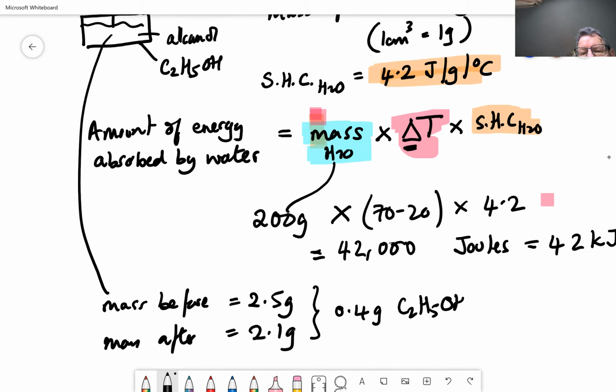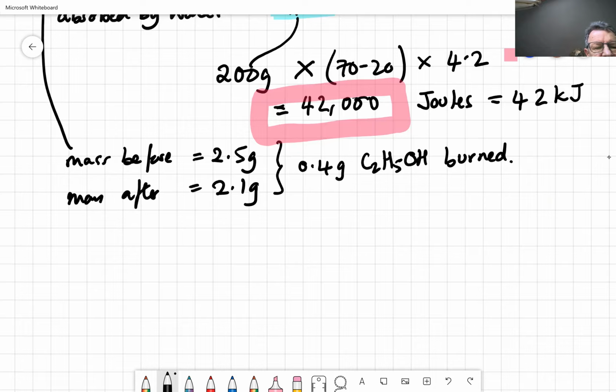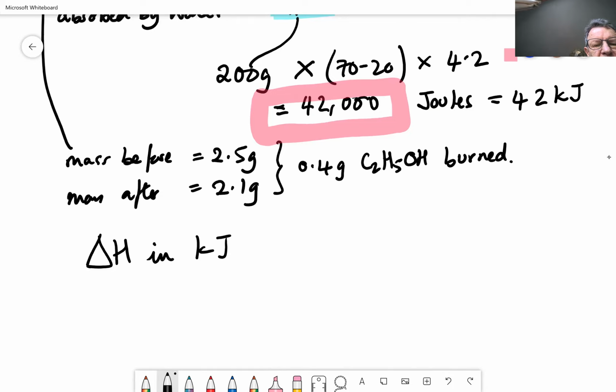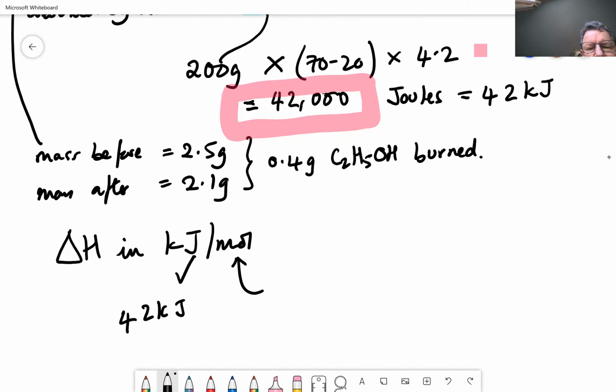Now, they say there are three marks for this. The first one is for finding the amount of energy given out by the fuel and producing the heat rise of 50 degrees. The second thing they say is, now work out the delta H in kilojoules per mole. So what we need to know is we've got the kilojoules, that's 42 kilojoules, but we need to know the moles.